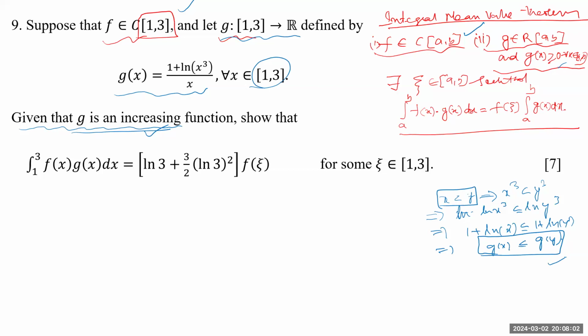Very good. So tell me, what about that g? Is it integrable? So this condition is true. What about this condition, that is, g belongs to R[a, b], that is, g is Riemann integrable on [a, b]? Check the function: 1/x, x is not equal to 0, that is important, and then the ln x. The numerator is a continuous function, the denominator is a continuous function, the quotient of continuous functions is again continuous.